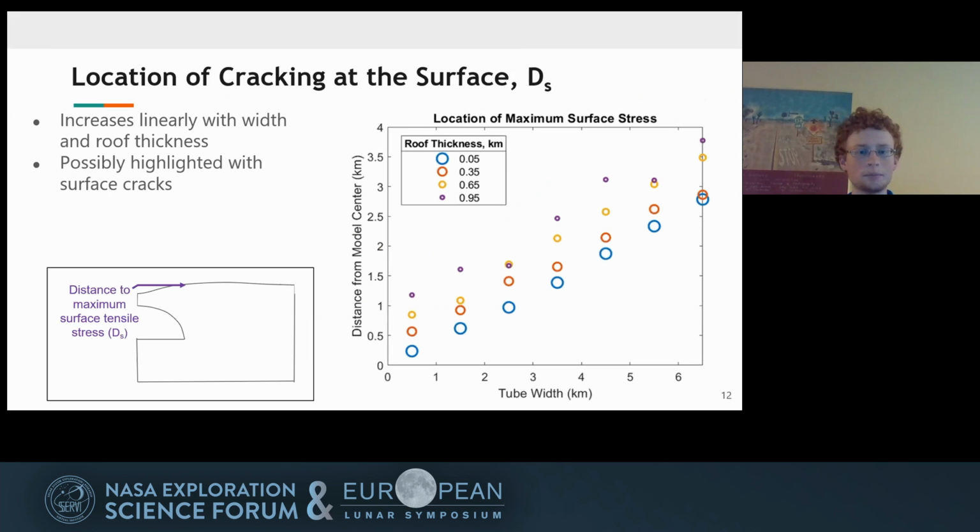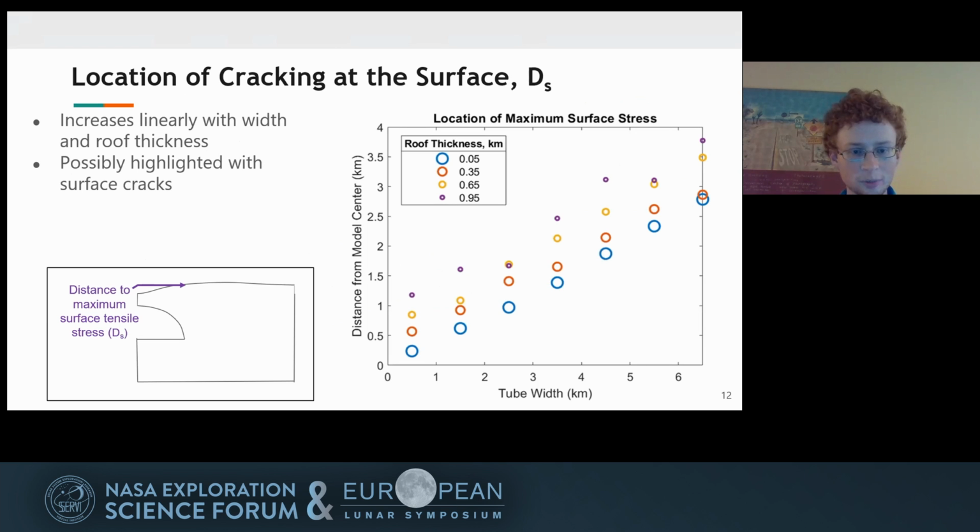So that was what I found for the internal failure inside the tubes. I also studied the surface features created by the tubes on the surface above them. I found that each tube is expected to cause two regions of tensile stress buildup to either side of the tube. These are expected to be highlighted by tensile cracking. I calculated the distance for each tube from the center of the tube to the location of tensile surface stress.